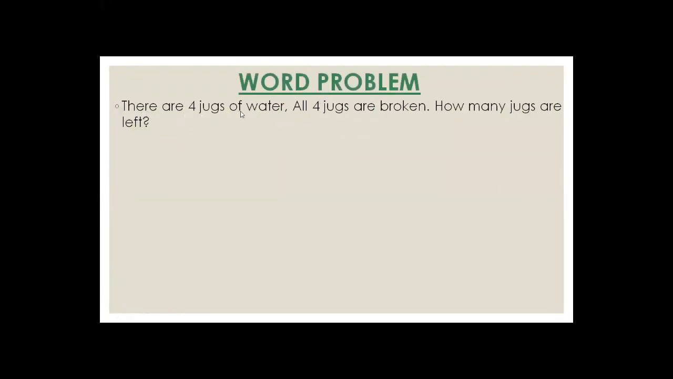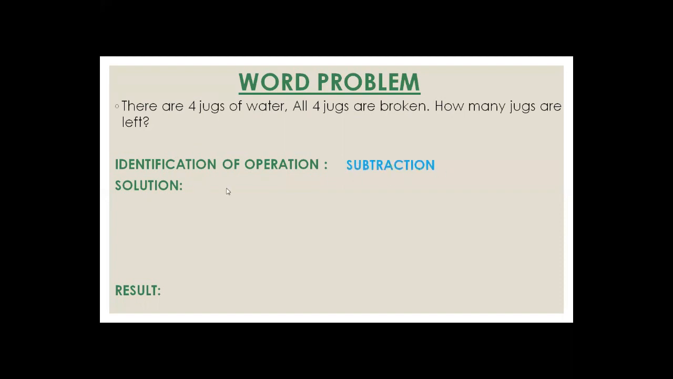There are 4 jugs of water. All the 4 jugs are broken. So how many jugs are left? This is the problem. So again we first identify the operation, then solve it, and then write the result. As you write here, how many jugs are left? Left shows subtraction. This term is used, as we shared earlier, for finding how many are left or how many remain. So we use the term subtraction. So we write subtraction here first, then solve it.